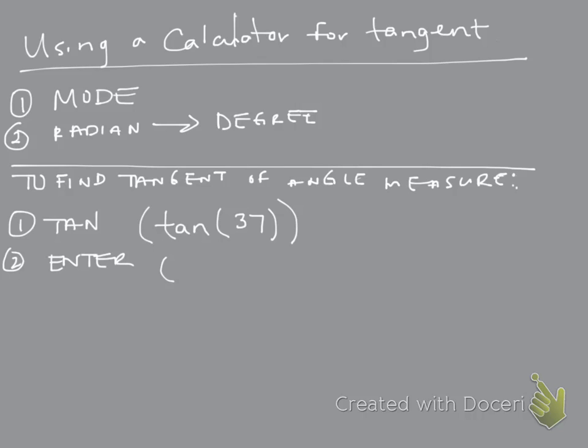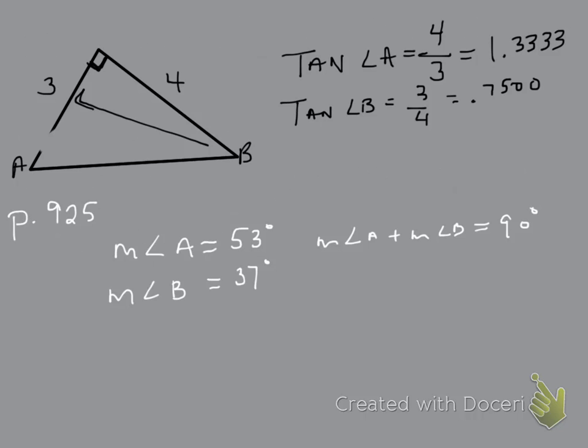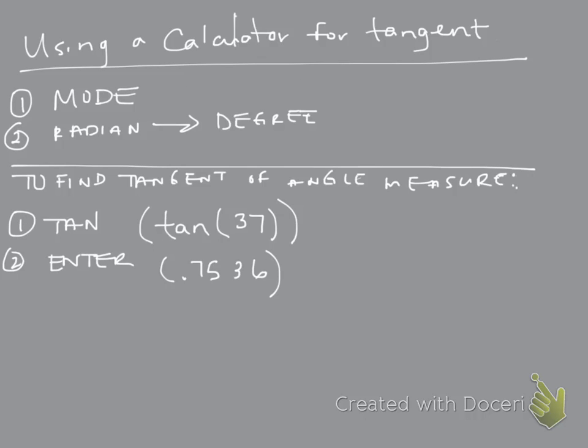Then you'll see your answer come up. In this case, the tangent of 37 degrees is 0.7536, which is pretty close to what we found over here, right? We said this and this were pretty close together. So that's how you find the tangent if you're given an angle measure, and that'll be helpful later, and we'll talk about that in just a minute.